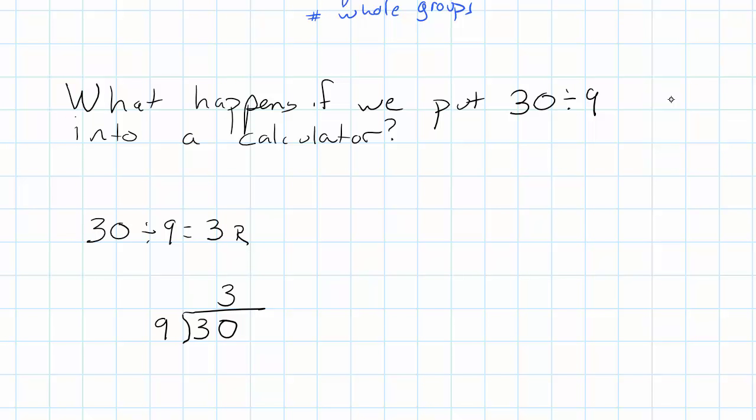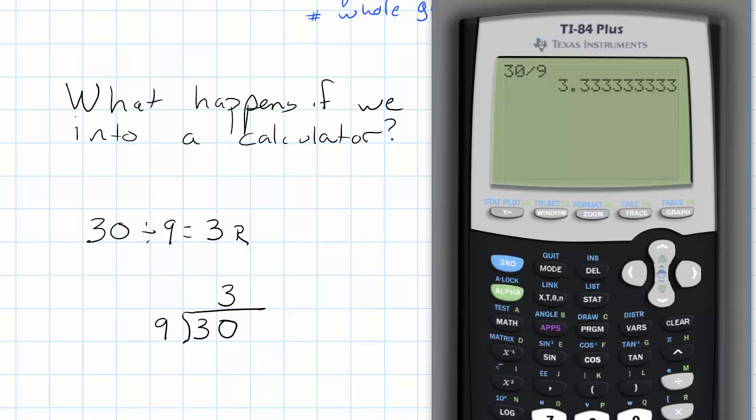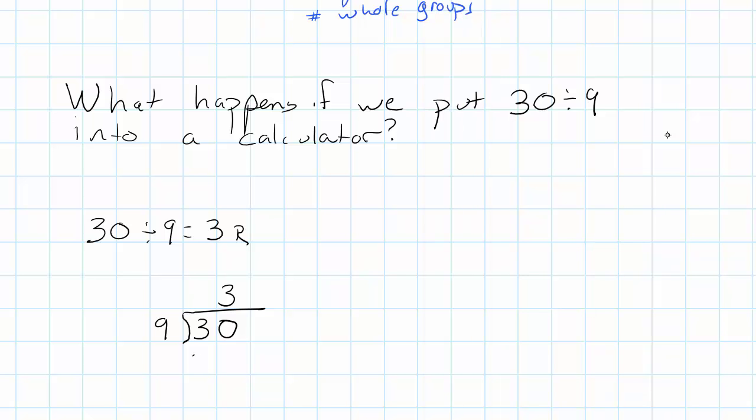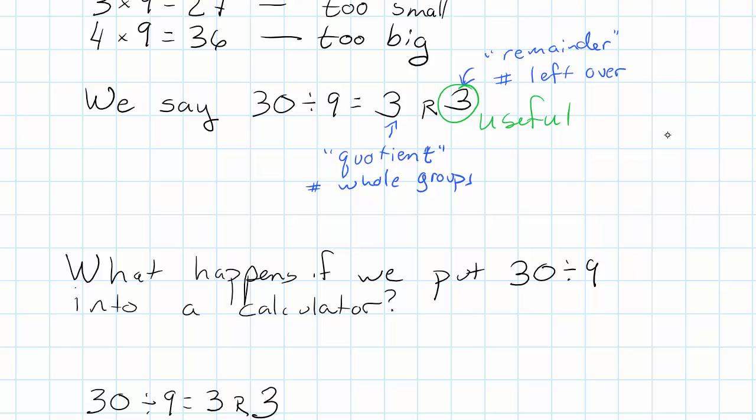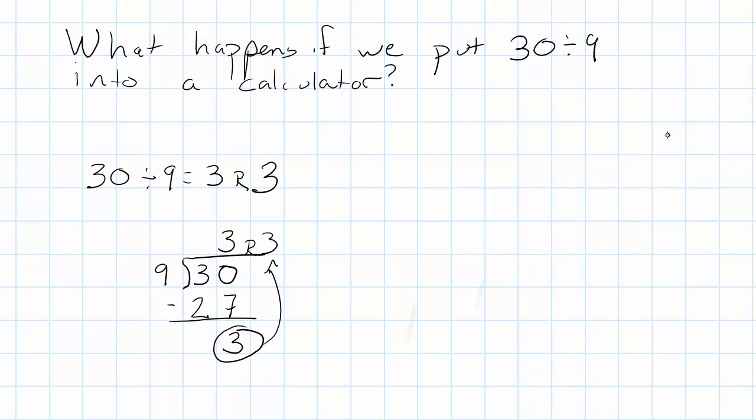We've got 3 full groups of 9. That means we're using up 3 times 9 is 27 of our objects. We subtract 30 minus 27 is 3. This is our remainder. So 30 divided by 9, that's the 3 remainder 3 that we saw a moment ago. We can do this with larger numbers as well.